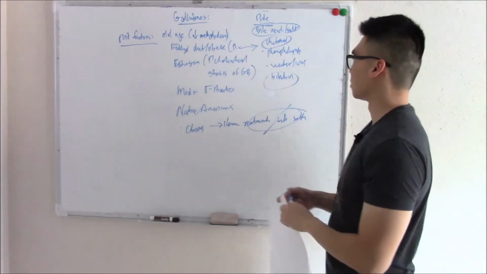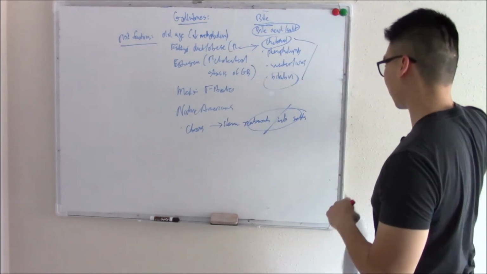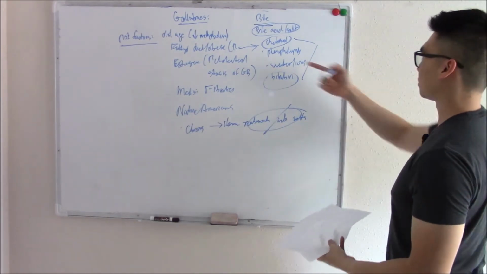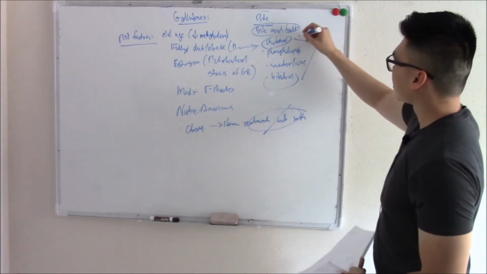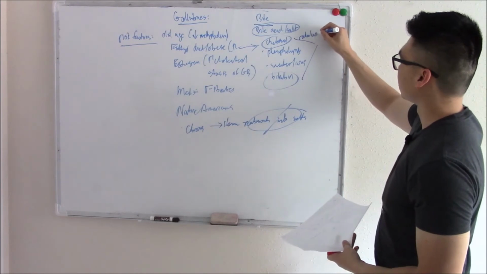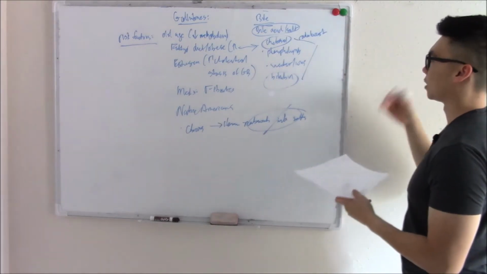And you can have gallstones of cholesterol and bilirubin. Cholesterol stones are called cholesterol stones. Cholesterol stones are usually radiolucent because they're made of cholesterol. Some of them are radio-opaque, but most of them are radiolucent.